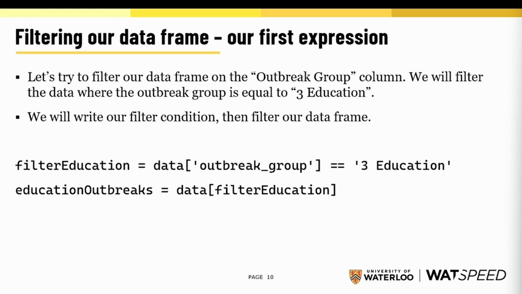So here's the pattern we'll follow. If we're filtering on education, I'll create a variable called filter education and set this equal to data, where the column outbreak group is equal to 3 education. Then to perform the filter, I'll create a new variable called education outbreaks and set that equal to the value of data, which is filtered by this filter condition. Let's try this in Python.